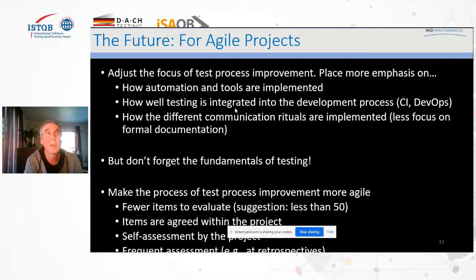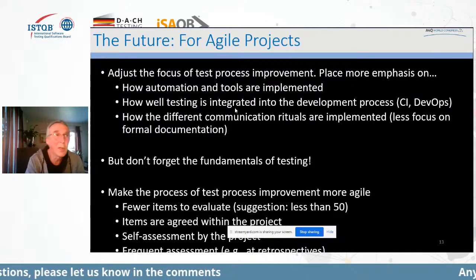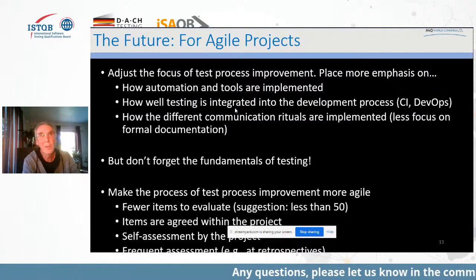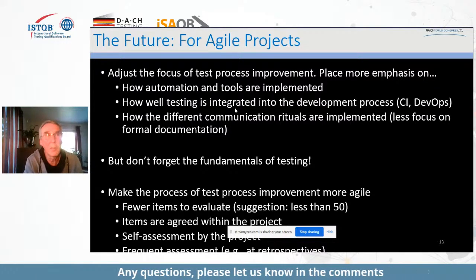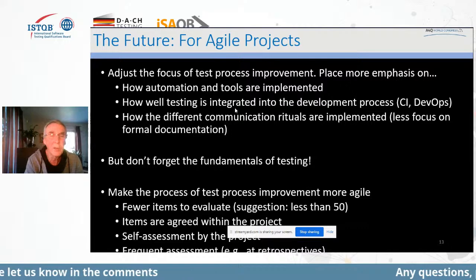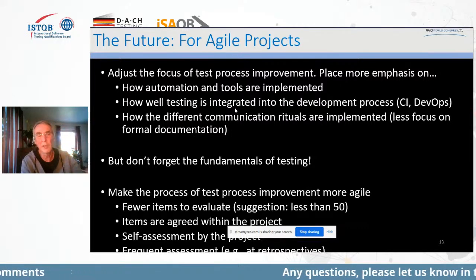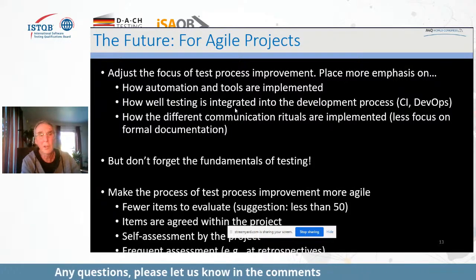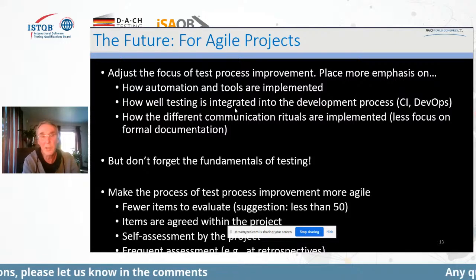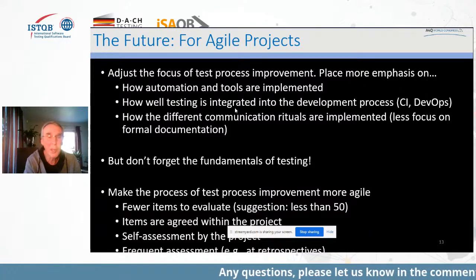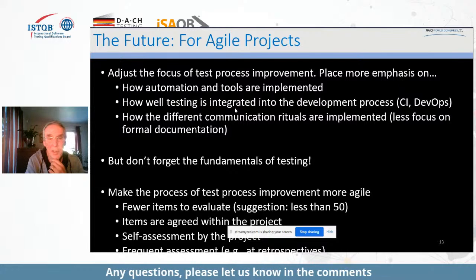It could be something like percentage of tests automated. It could be degree of integration with development. It could be particular rituals and particular opportunities for communication that involve testing. So you can get the idea of a checklist almost of things that you're going to check through frequently, and that's going to be, as I say, my opinion, less than 50 points. You agree that in the project, and then you do self-assessment within the project.